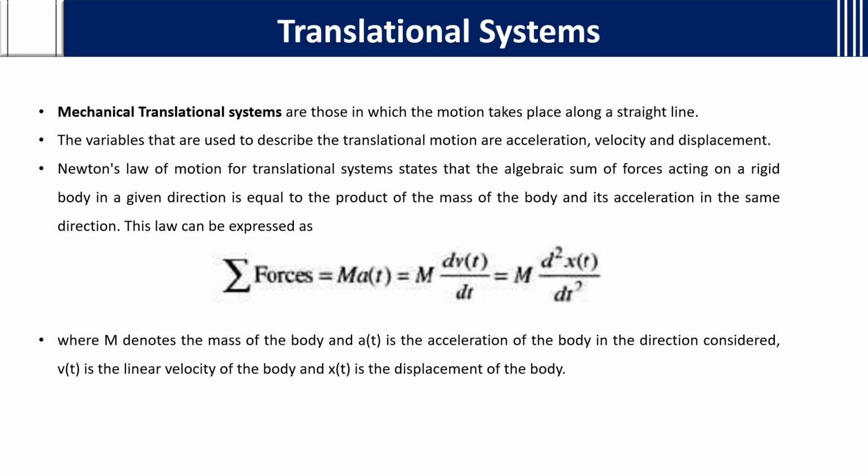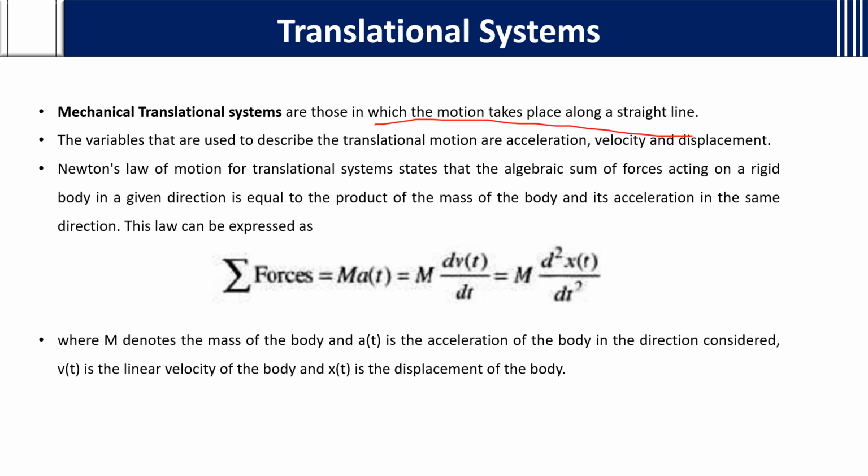Translational systems. What are translational? Mechanical translational systems are those in which the motion takes place along a straight line. Linear is nothing but a straight line. The motion takes place in a straight line.